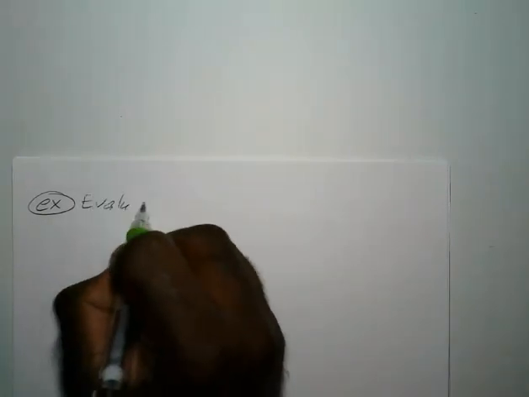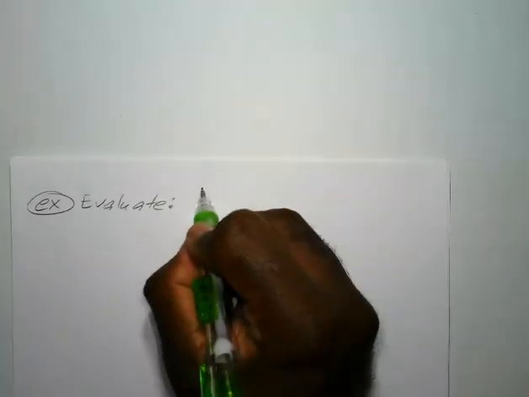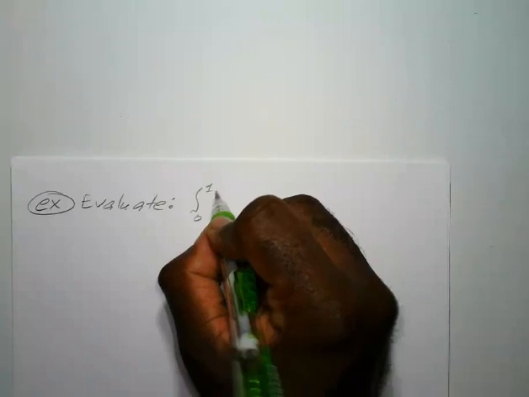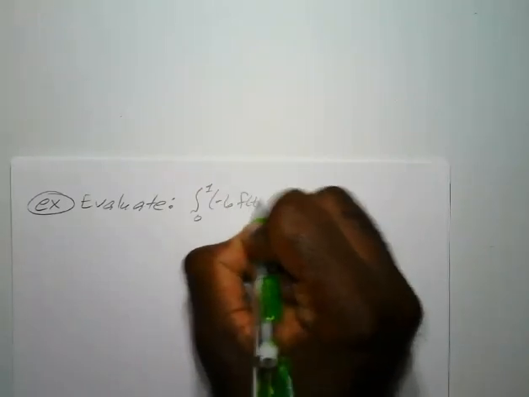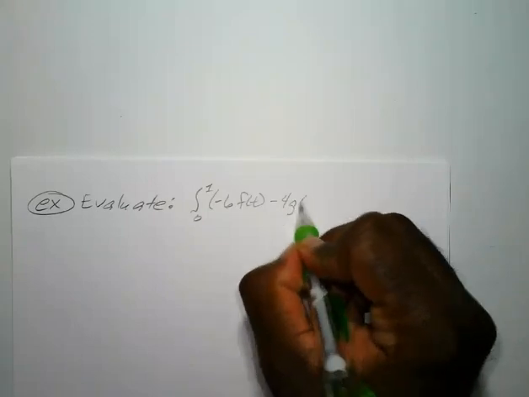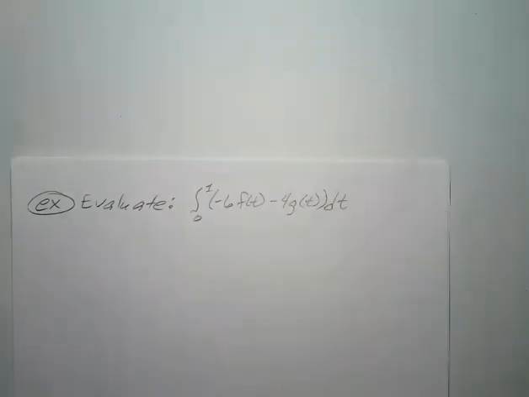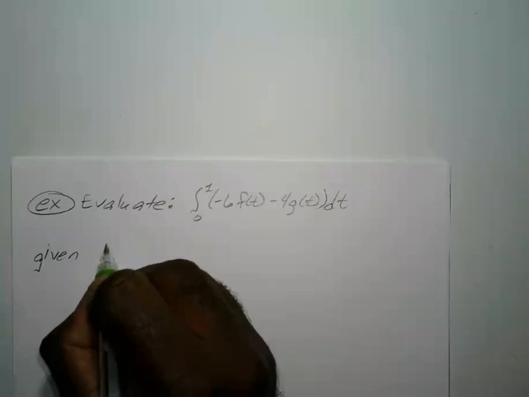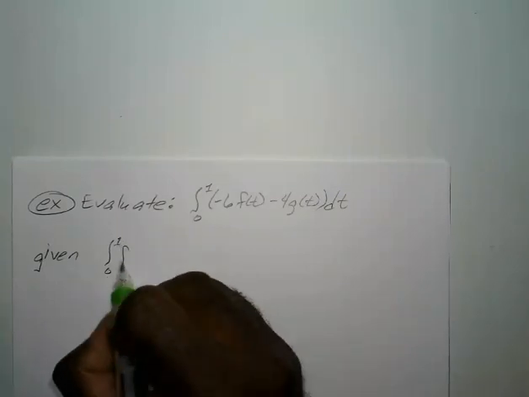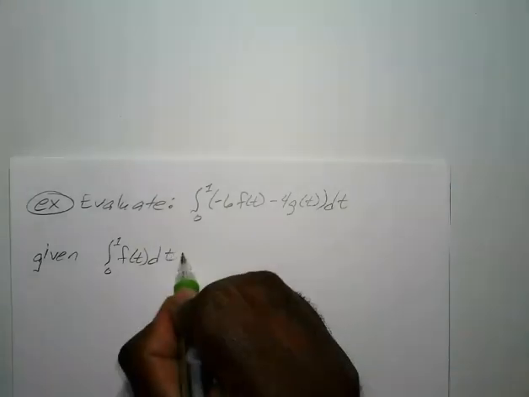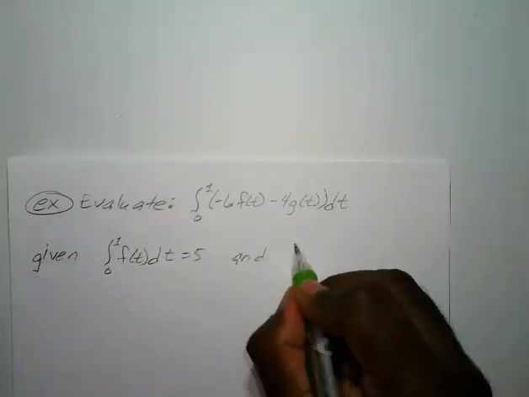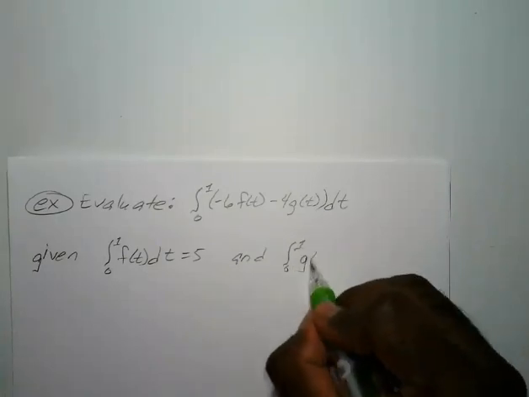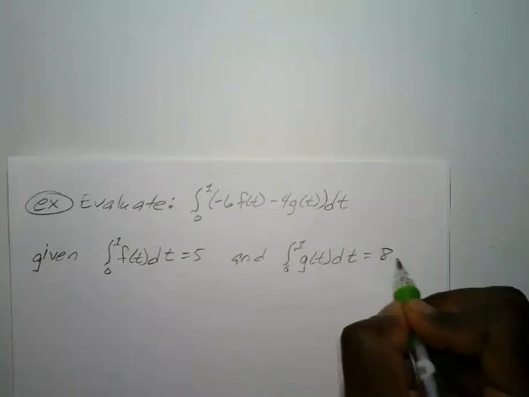All right, so let's say, for example, what if we wanted to evaluate the integral from 0 to 1 of -6 f of t minus 4 times g of t with respect to t, if we are given the integral from 0 to 1 of f of t with respect to t is equal to 5, and the integral from 0 to 1 of g of t with respect to t is equal to 8.